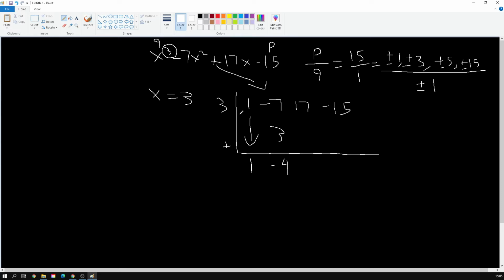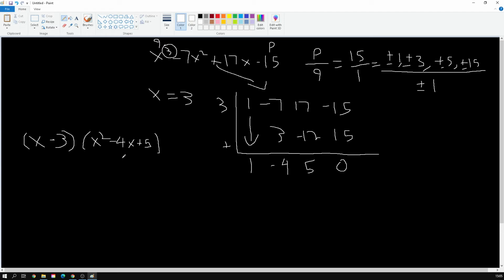Negative 4, and then we do 3 times negative 4, that's negative 12. And then 17 plus negative 12 is 5. Then 3 times 5 is 15. And so negative 15 plus 15 is 0. When you have a 0 right here, you can tell that you did it right, because the goal is to get to a quadratic form. So we can write this in factor form as x minus 3, and then we have x squared minus 4x plus 5.